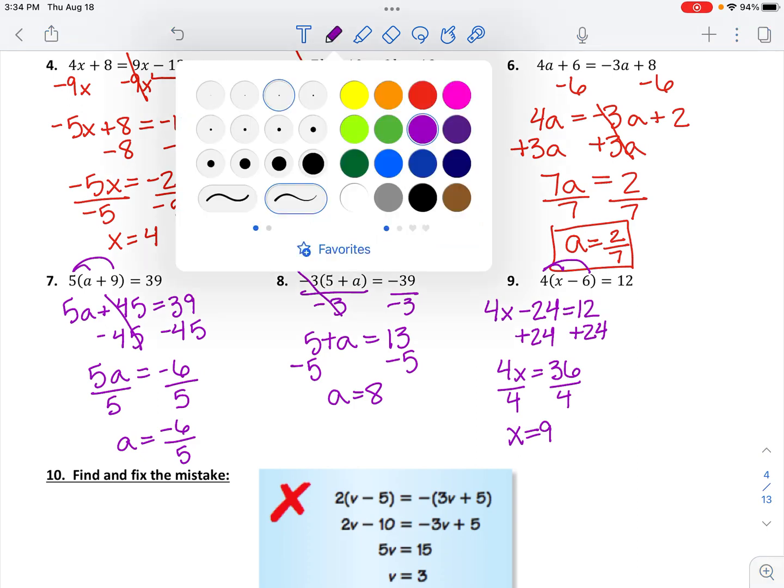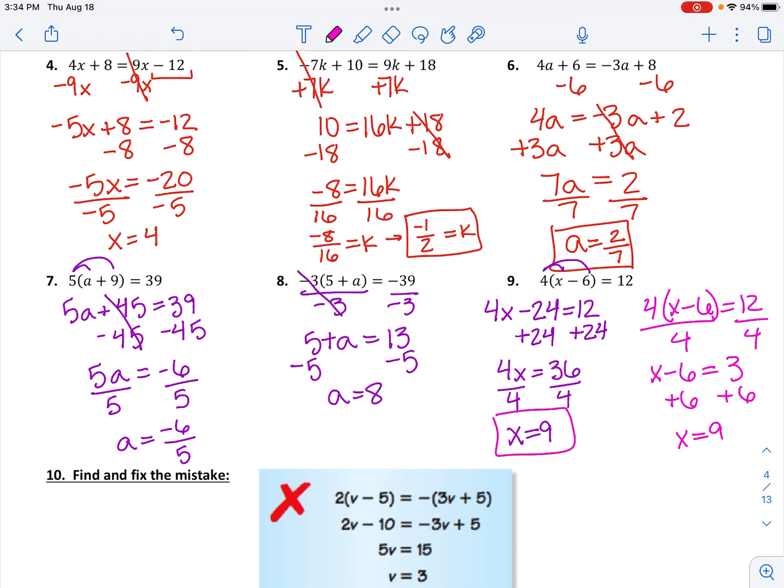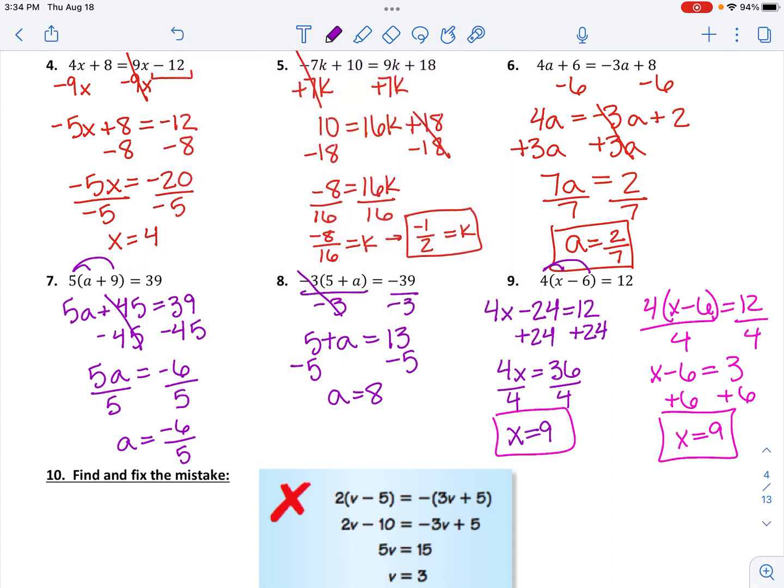If we did it the other way, I would have 4(x minus 6) equals 12. I would start with dividing by the 4, bringing down what's left over, which is the x minus 6 equals 3. 12 divided by 4. Then add that 6, and x equals 9. As you can see, either way we do it, we get x equals 9. All right, so make sure you know what way you prefer when you are solving that distributive property.